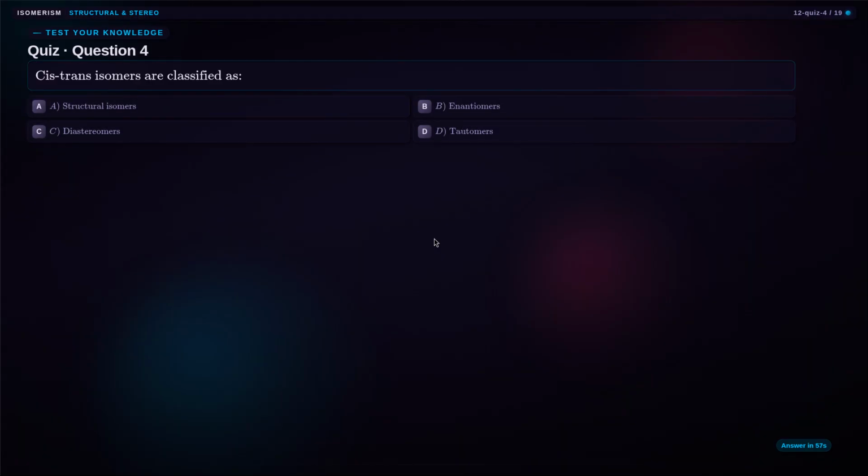Quiz question 4. Cis-trans isomers are classified as what? Option A, structural isomers. Option B, enantiomers. Option C, diastereomers. Option D, tautomers. Remember the isomerism hierarchy we discussed?